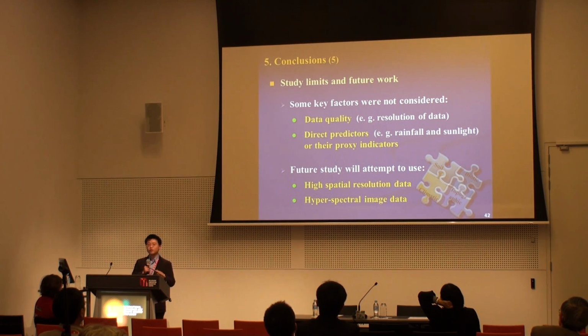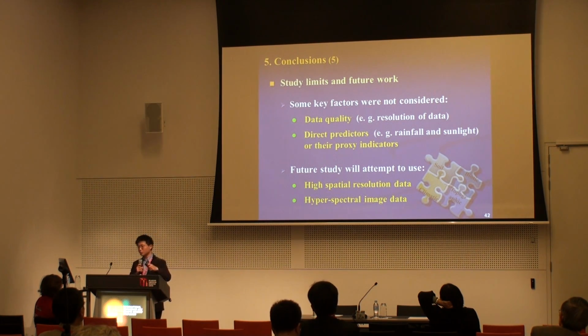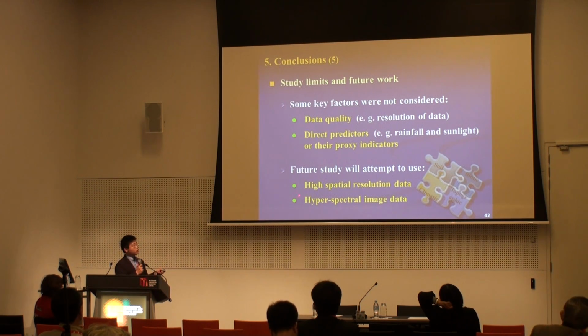So in the future, we will try to improve our data quality and adapt to other predictors or proxy indicators. We will also use high spatial resolution data and high spectral image data, which could improve local performance accuracy and further expand to a large area. That's the model results, and that's my topic today.